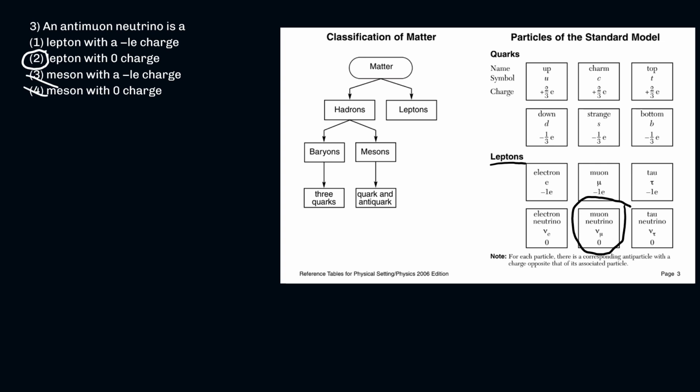So if you want to know an idea behind an anti-particle, like one that actually becomes a different charge, look up here above muon neutrino. You just have a muon that is -1 elementary charge. So the anti of that would be +1 elementary charge. But for this one, since we have 0 charge to begin with, the anti of that is going to be 0. So our answer here is a lepton with 0 charge. So let's move into our next example.